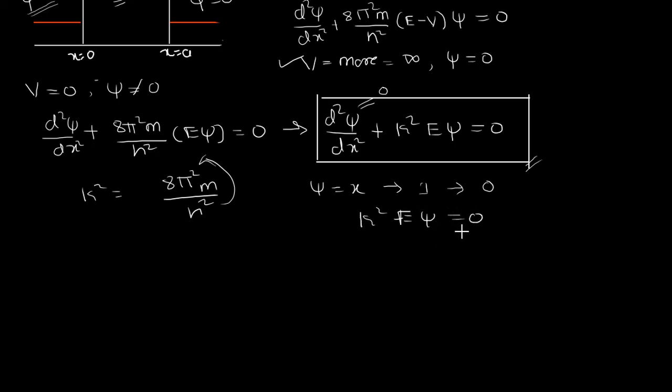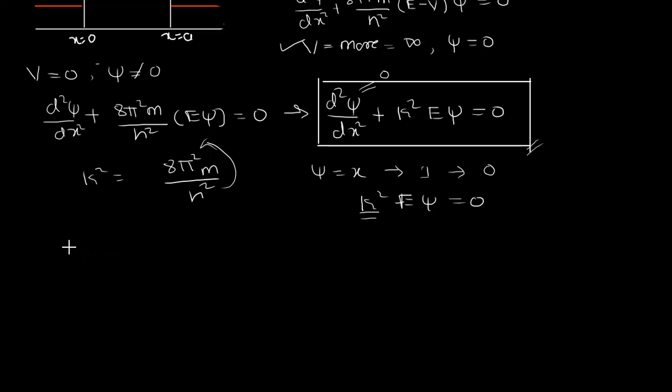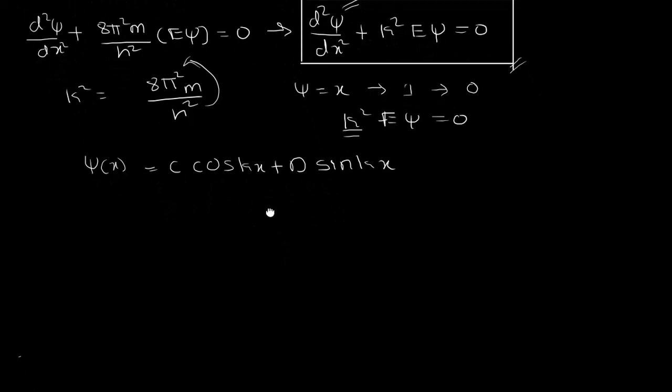That means k square E psi becomes 0. Now k should not be equal to 0 because k belongs to energy, and we know the particle is present inside the potential well. We must try to find the energy of the particle, but as per the mathematical equation, when we try to solve it, we get k square equals 0. It should not continue like this. Before that, by taking the help of another equation, psi of x equals c cos kx plus d sin kx, we need to continue the derivation.